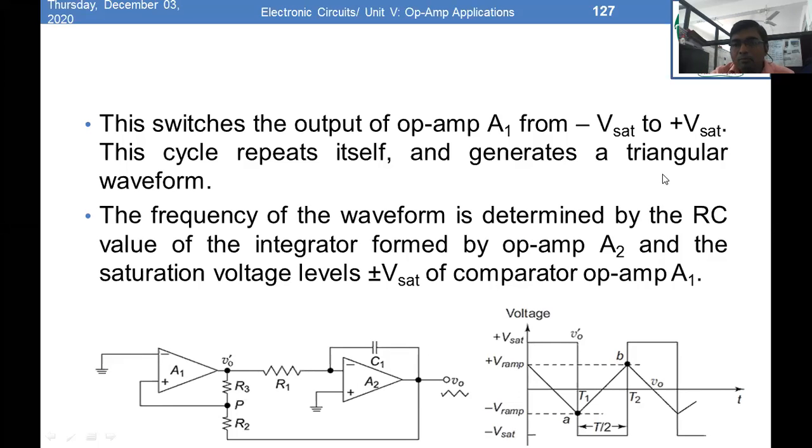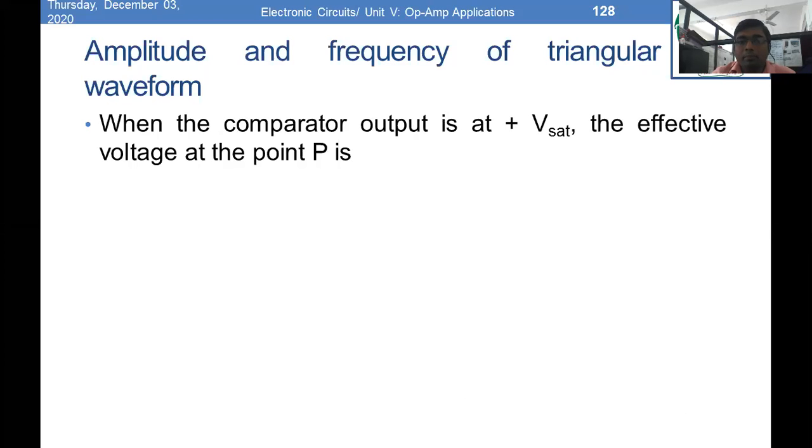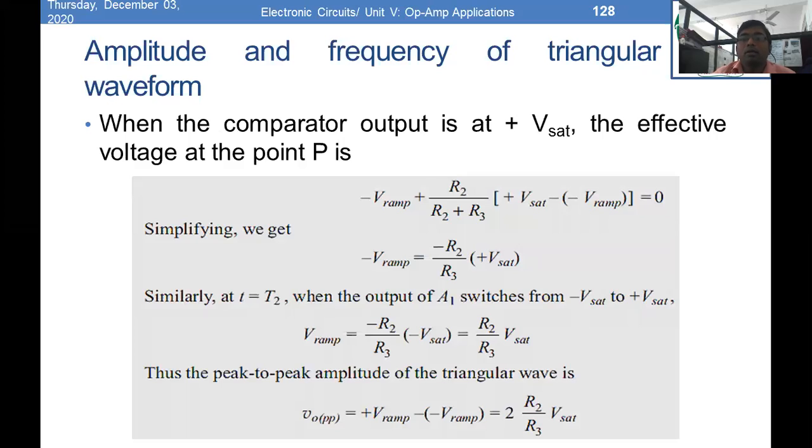So the frequency of the waveform is determined basically by the RC value of the integrator. What is the integrator? This is the integrator one. Its RC value, R1 C1, decides the frequency of the triangular waveform, and the saturation voltage would be plus minus V set of the comparator op-amp A1. So we have to first find the amplitude and frequency of the triangular waveform.